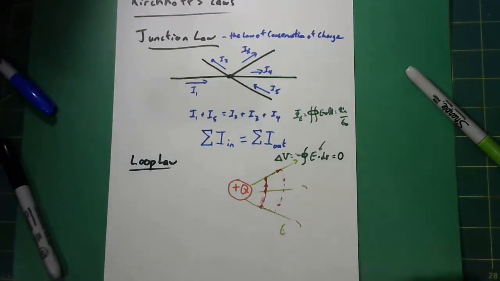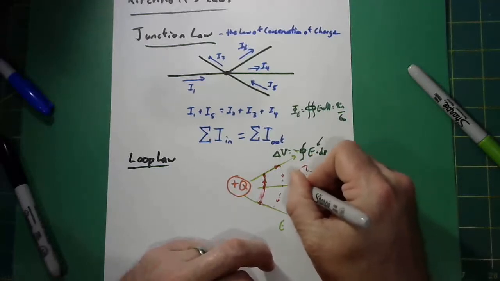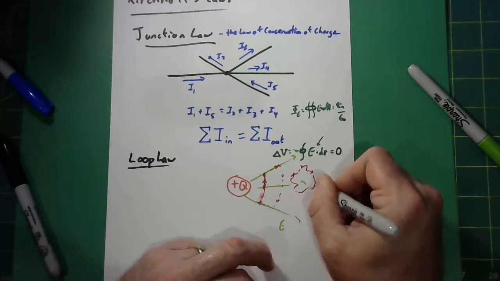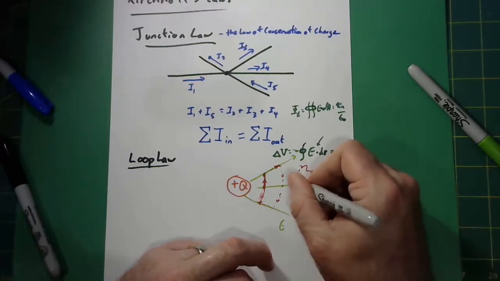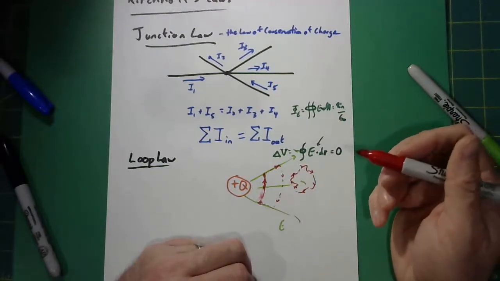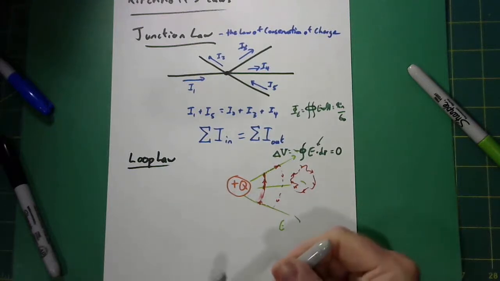But in fact, any closed path, if I take a spot and I go around and end up back where I started, that total delta V for that loop had better be 0. That's the loop law. And that's really just the idea of conservation of energy, right?